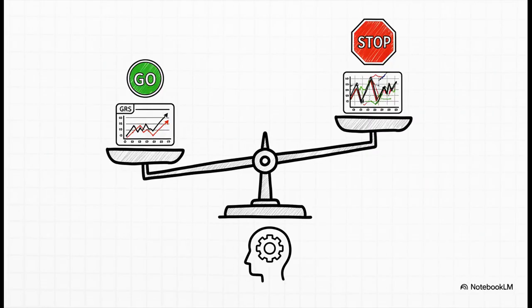And honestly, this might be the most important takeaway of the whole thing. The true mark of a pro isn't just knowing a good setup when they see one. It's having the discipline to sit on their hands and do nothing when the conditions aren't perfect. Forcing a trade with a specialist tool like the GRS is a recipe for disaster.